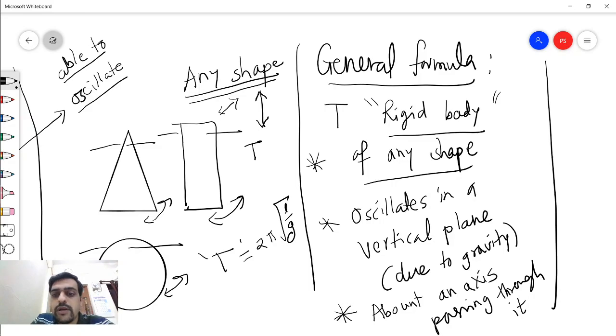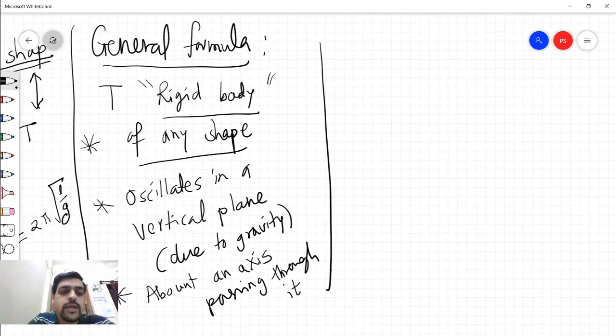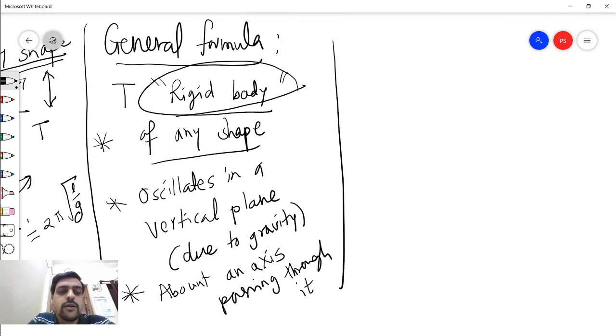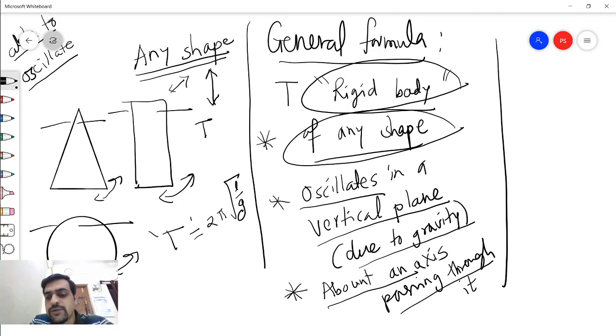So informally we have now defined what we mean by a compound pendulum. A compound pendulum is a rigid body of any shape which is able to oscillate in a vertical plane under the action of gravity about an axis passing through it. So yes, that is the definition of a physical pendulum.